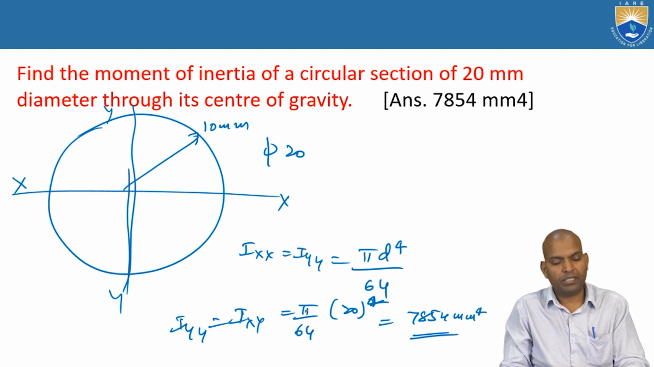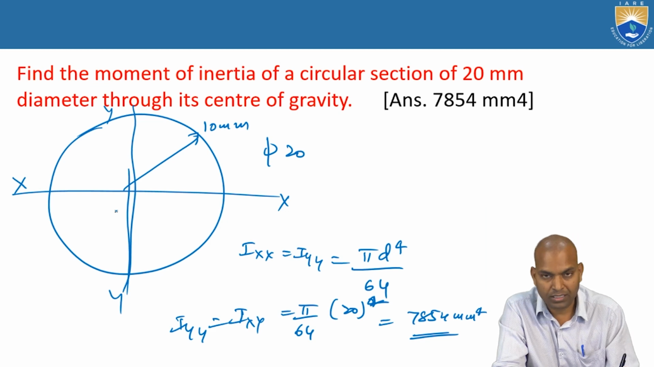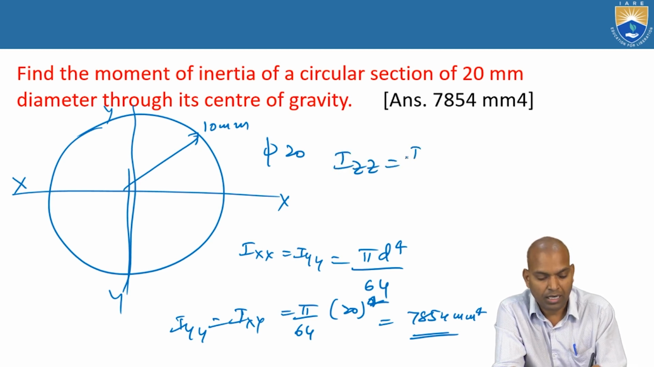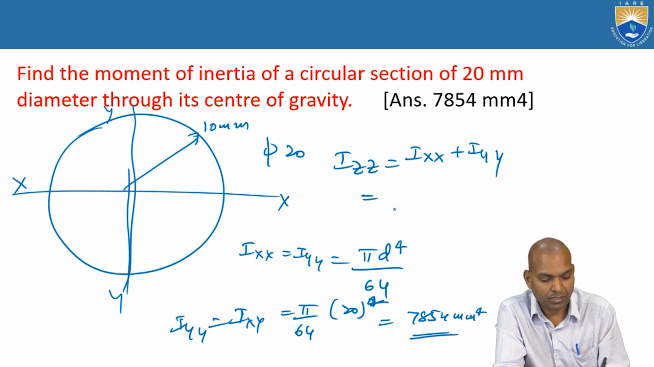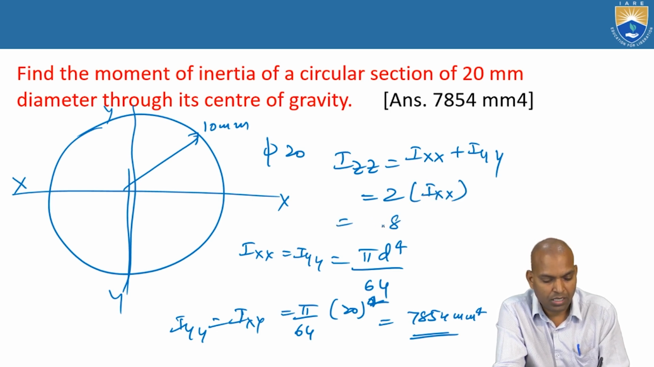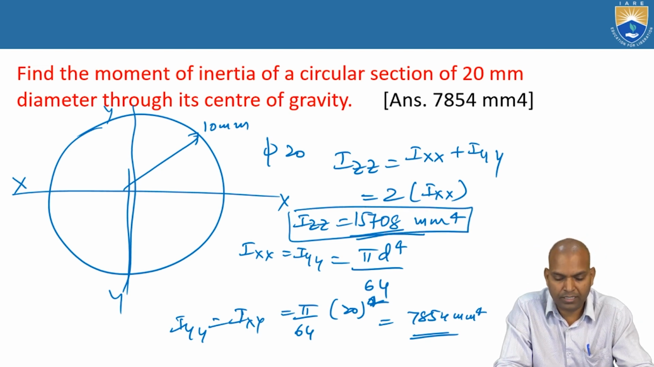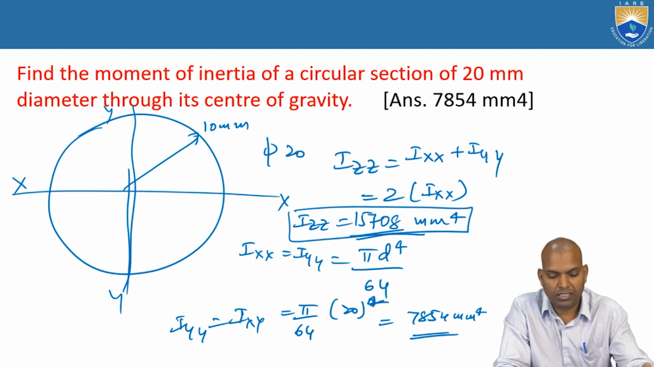What about IZZ according to the perpendicular axis theorem, if you want? They did not ask, we are extrapolating and exploring this problem. What is IZZ equal to? IXX plus IYY. That is the perpendicular axis theorem. That means 2 times IXX, that means 2 times 7854, which is 15708 millimeter 4. That is IZZ, the answer for IZZ.